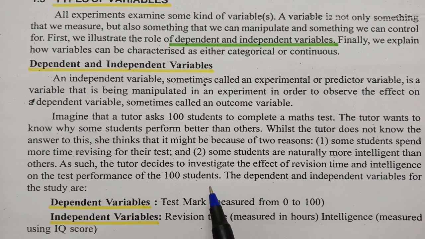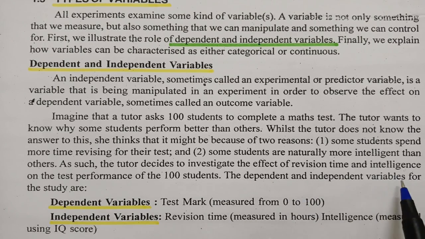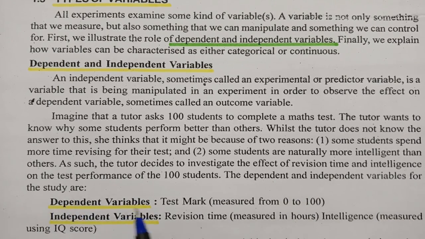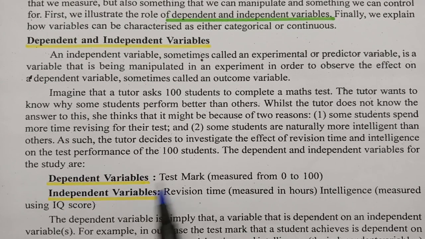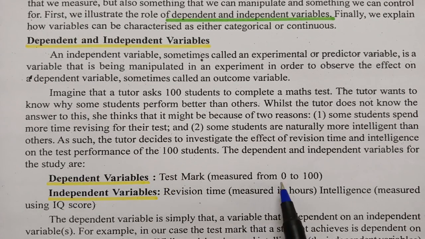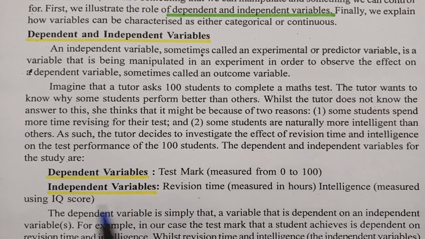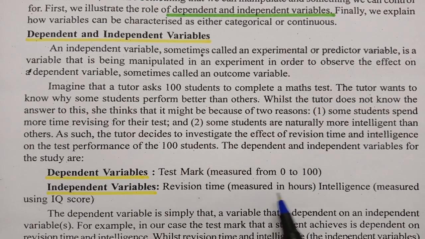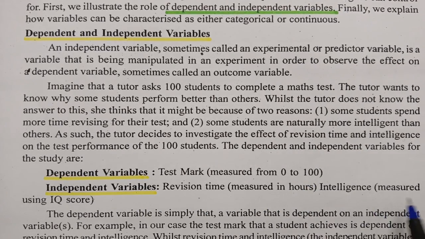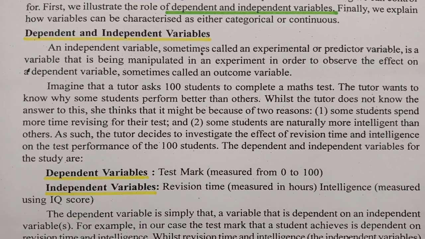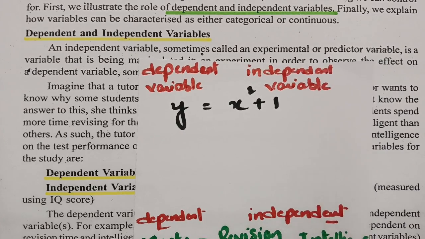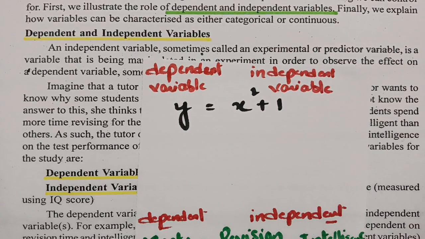The dependent and independent variables for the study are, see here, the dependent variable is the test marks, measured from 0 to 100, and the independent variables are revision time, measured in hours, and intelligence, measured using the IQ score. And let me explain, according to the mathematical notation, what is a dependent variable and what are independent variables.